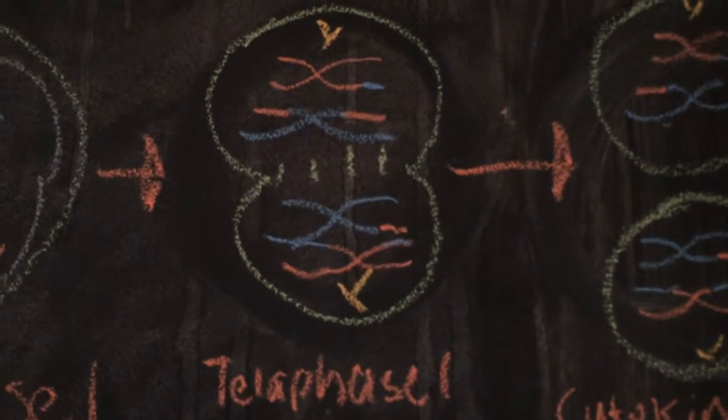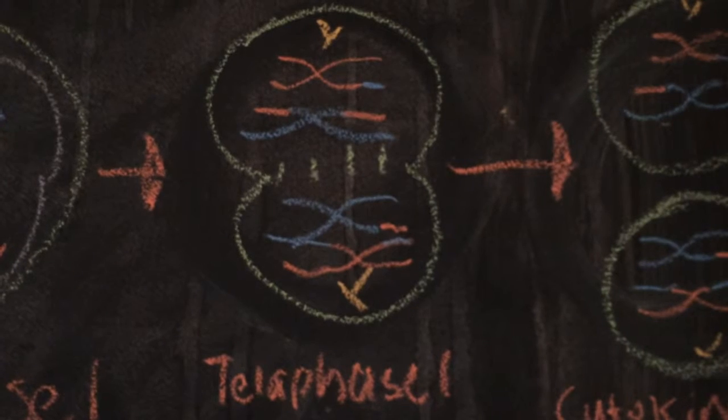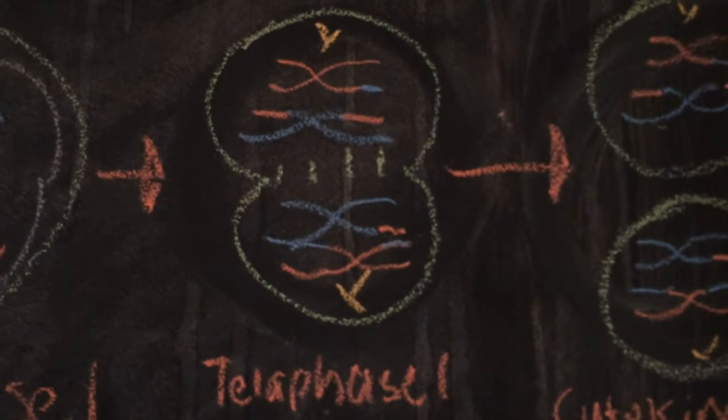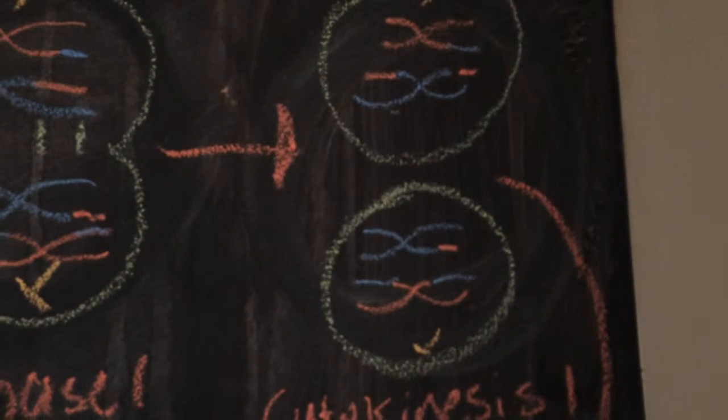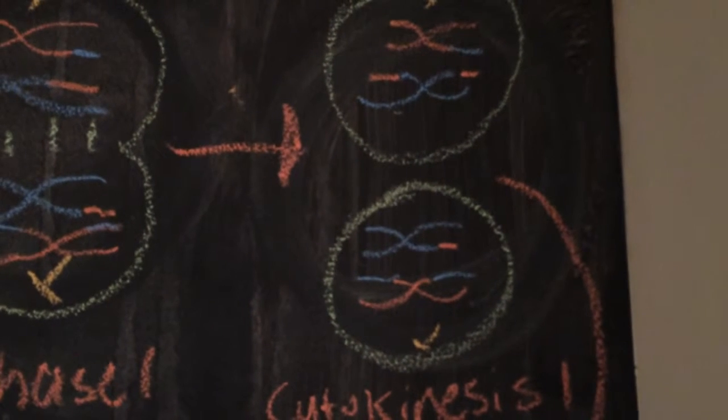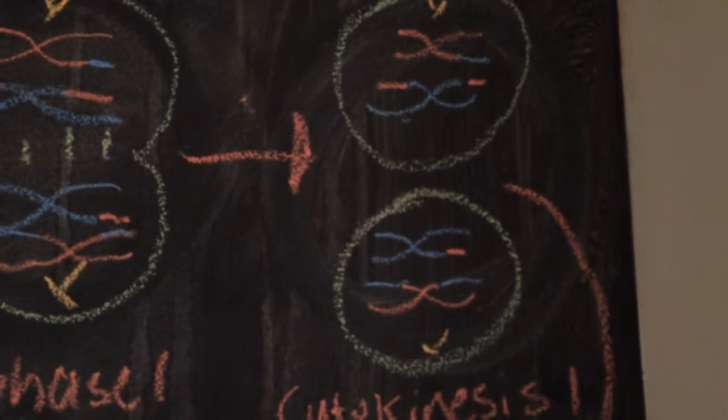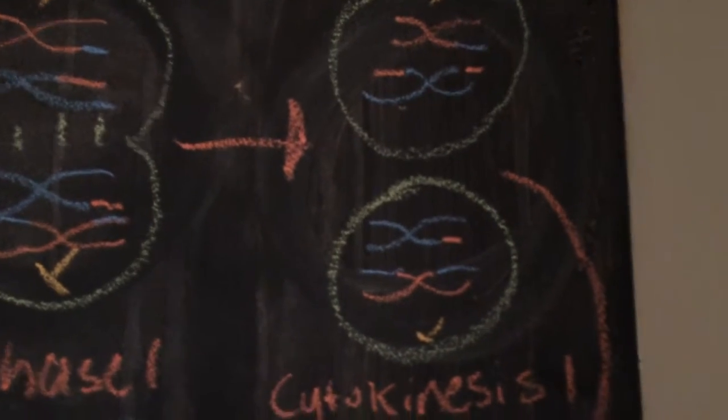In telophase 1, the cell starts to divide and the chromosomes are gathered at the poles of the cell. Cytokinesis 1 is where the cytoplasm divides. Each of the two cells has a nucleus with a haploid set of replicated chromosomes.